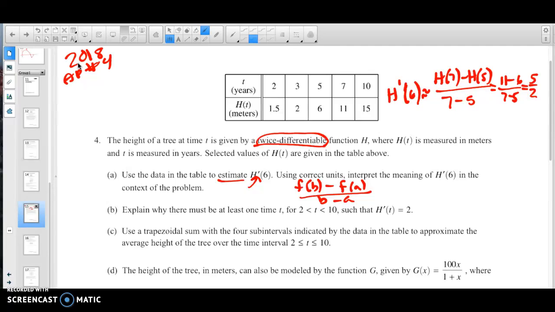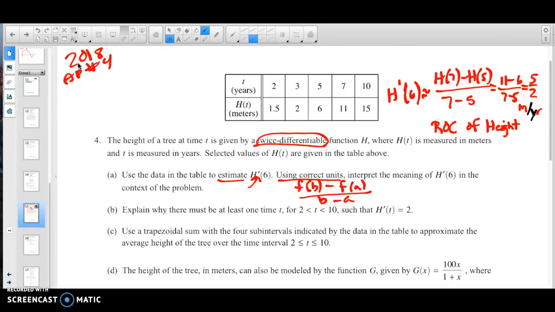It also says use correct units and interpret the meaning. Well, if h was measured in meters, then h prime, which is a rate, is measured in meters per year. And that is known as the rate of change of height. As soon as you take a derivative and you're going to put down what it's a rate of change of, you put down rate of change of the quantity there.